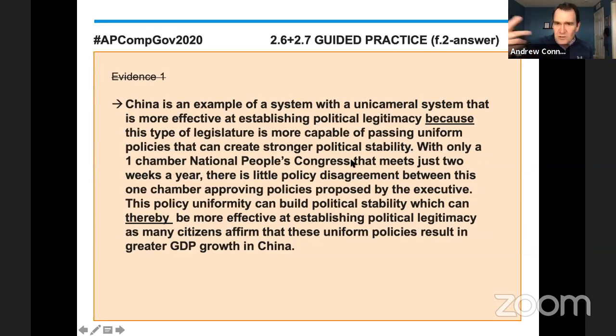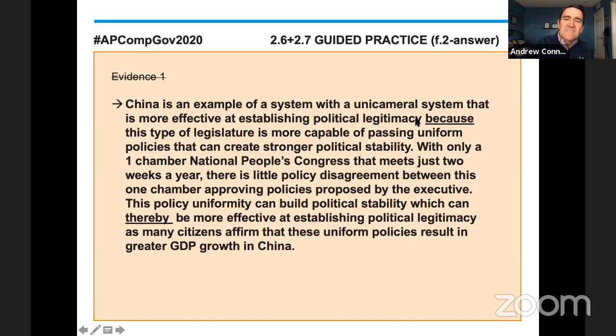And then I show what I know about China. I kind of show off a little bit. I know that there's one chamber. It's called the National People's Congress. I'm showing off, I'm sorry. It meets just 2 weeks a year. And there is little policy disagreement between this one chamber and policies proposed by the executive.